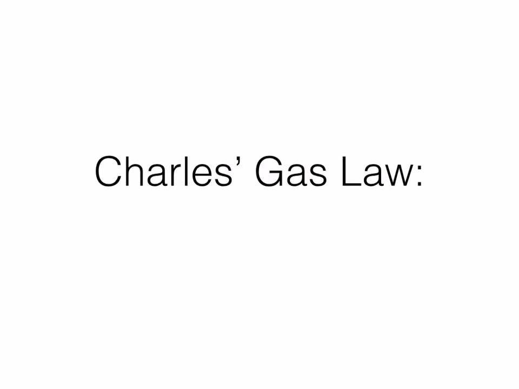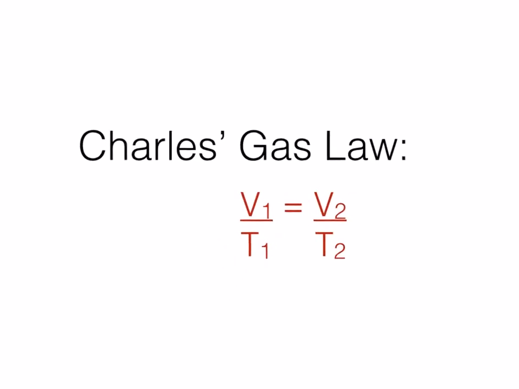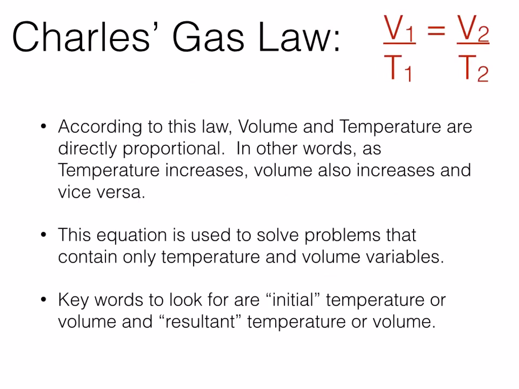A second equation that we looked at before was Charles' law. This equation is written as follows. You're going to get the volume divided by the temperature in the first instance, and V2 divided by T2 in the second instance. According to Charles' law, the volume and the temperature are directly proportional to one another.